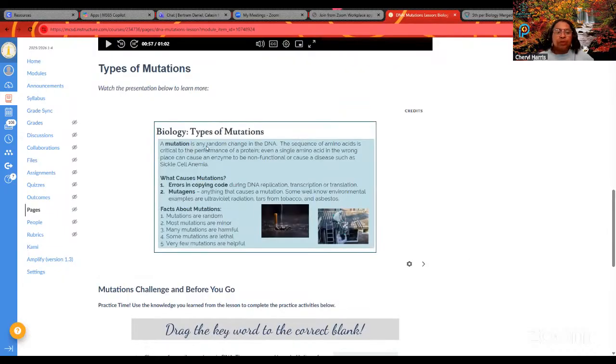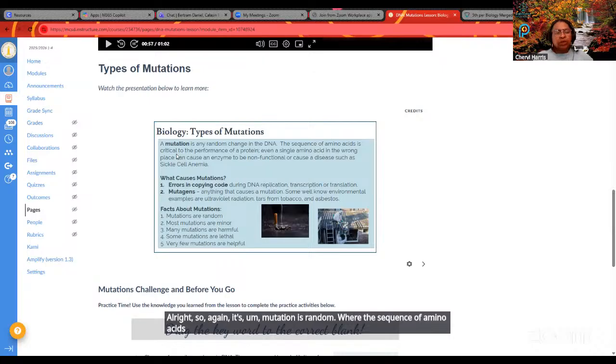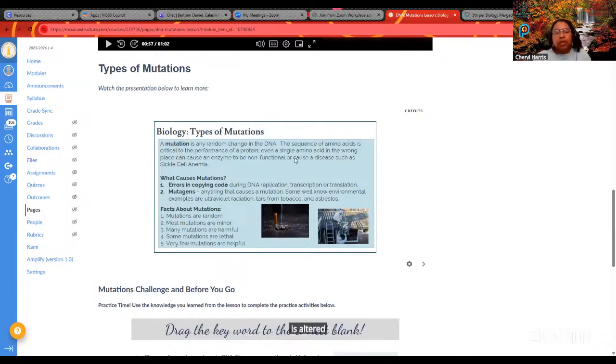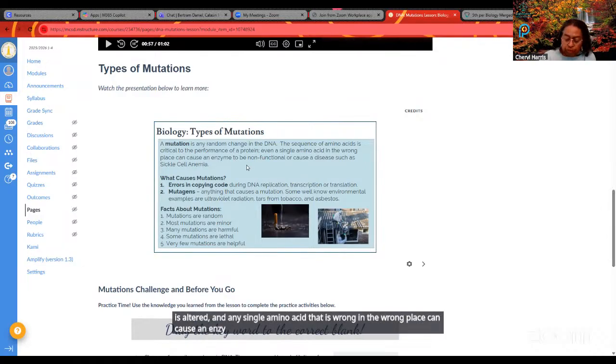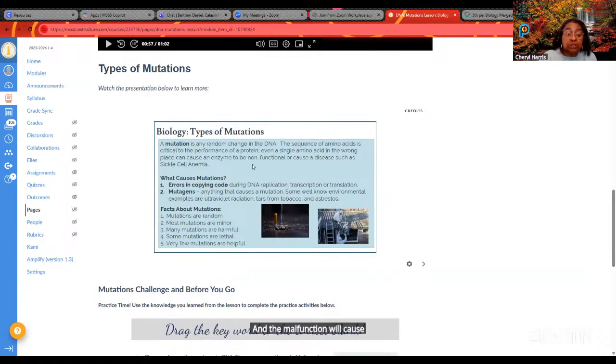All right, so again, mutation is random, where the sequence of amino acids is altered. And any single amino acid that is wrong in the wrong place can cause an enzyme to malfunction. And the malfunction will cause a disease such as sickle cell.